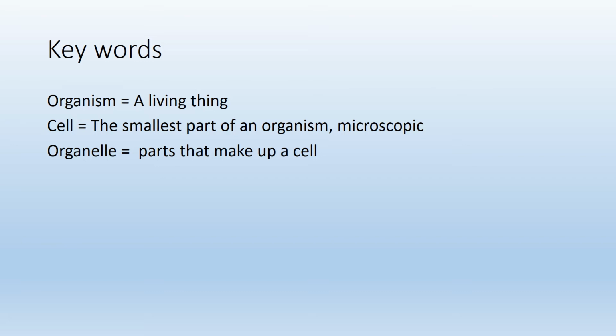Now, organisms are made up of cells, the smallest part of an organism, so they're microscopic. In order to actually see these, you will need a microscope. Organelles are the parts that make up a cell. You'll see the word organ is within the word organelle. They're kind of like the organs of a cell, and each one has a particular job that enables that cell to survive and grow. So those are our keywords for the topic. Just be familiar with those words. If you see them and you're still a little bit confused, come back to this part of the video and familiarize yourself with it.